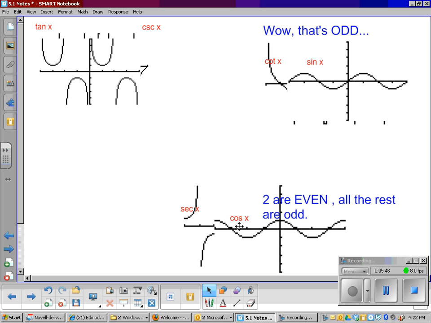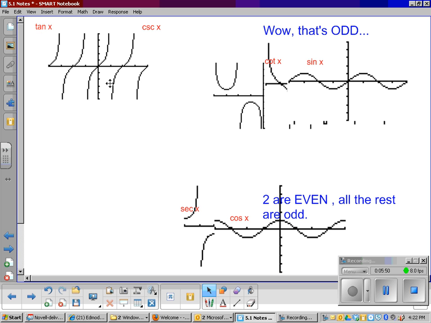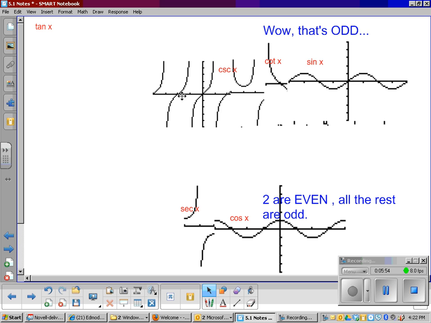Those are our only two even functions. All the rest are odd. So this is a cosecant graph. It's going to be odd. This is a tangent graph, and it's odd as well. You could investigate those graphically, but we'll just group them right there.